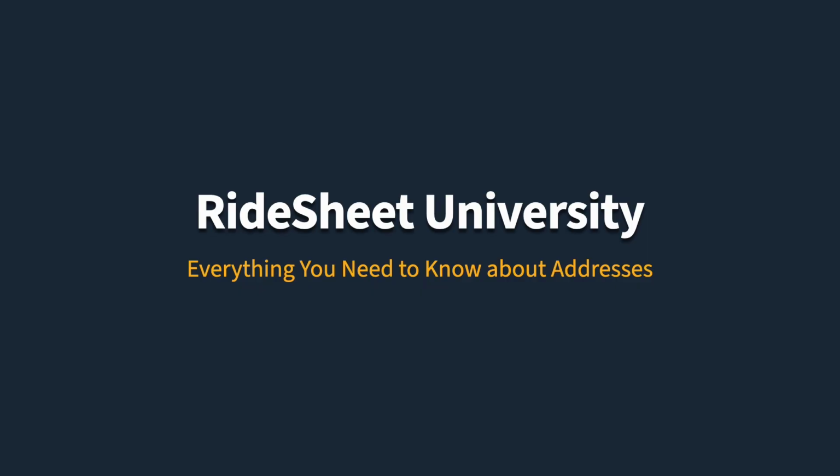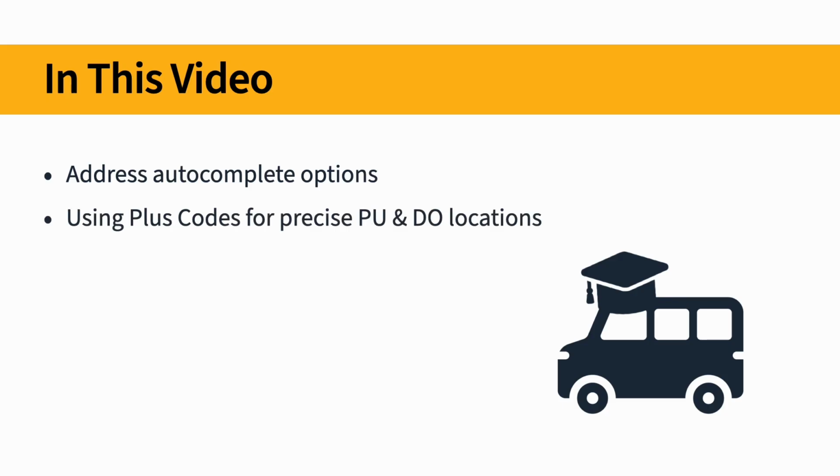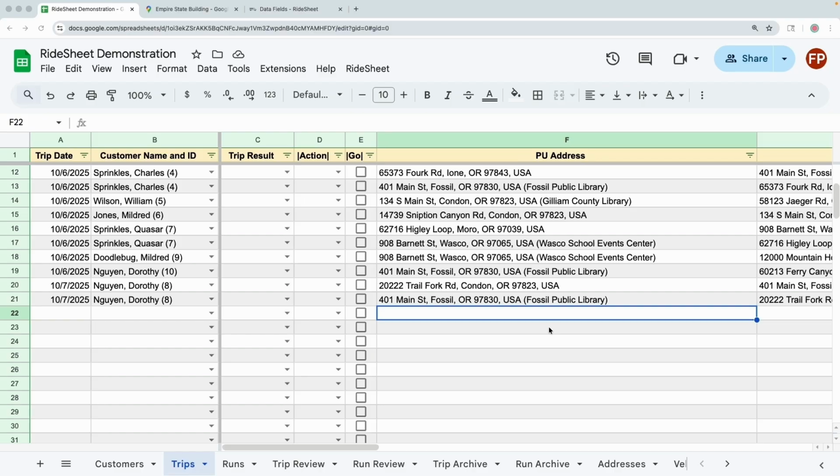And in this video, I want to talk about how RideSheet handles addresses. Addresses are very important to RideSheet. Obviously, we're trying to track where people are getting picked up, where they're getting dropped off. So let's get into it.